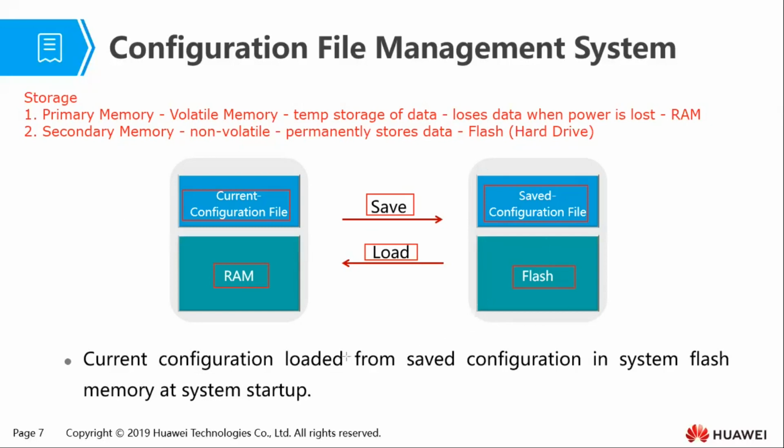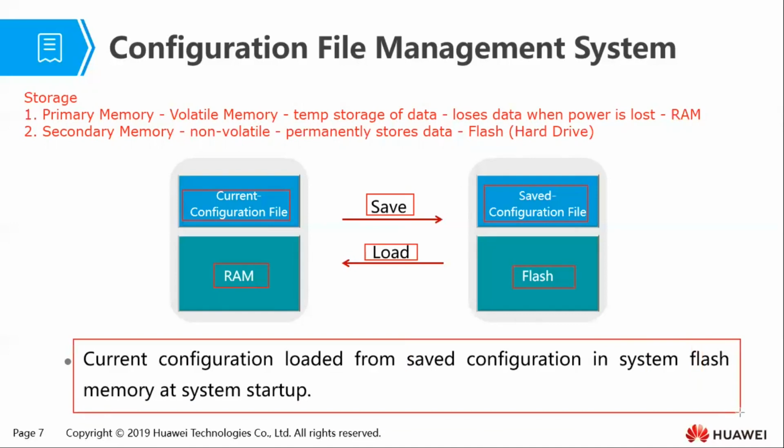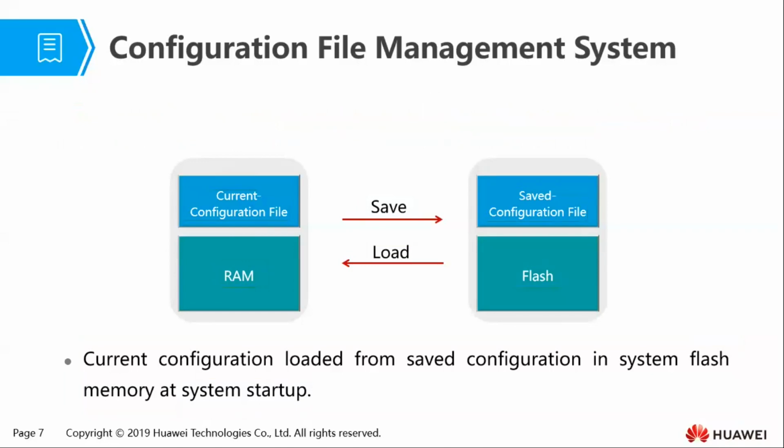So I hope you've understood that cycle. So the current configuration is loaded from the saved configuration in system flash memory at system startup. So if you make changes to the current configuration file and you don't save it, if you lose power, then you lose everything that you had done. So you must save it for it to be used at the next startup in case of reboot or power loss.